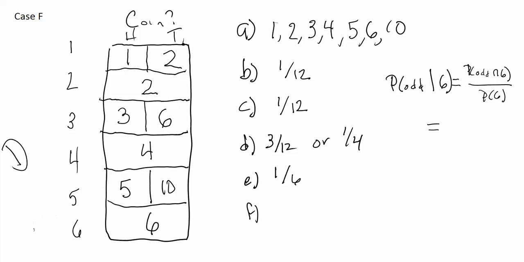We can get a 6 by rolling a 6 on the die, or by rolling a 3 and getting a tail. The only one that would be odd and get a 6 would be the smaller rectangle, which has a probability of only 1/12. And what's the probability of getting a 6? We already calculated that back in D. It's 1/4, so that's 3/12. With that, the 12s cancel out, and our answer is 1/3. So that's the conditional probability the problem asked for, and that's case F.